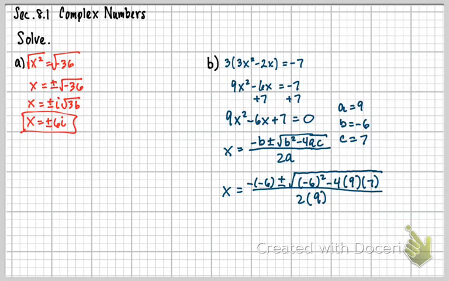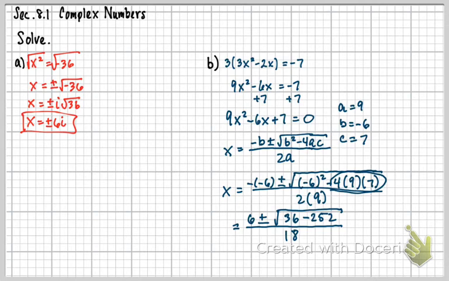Okay, so for our next step, we're going to simplify this a little bit. That's not going to be negative anymore. It's just going to be a positive 6, because a negative times a negative is positive. Now in here, I'm going to streamline a little bit. That's going to be 36 positive. And then 9 times 7 times 4 is 252. And that's all over 18.